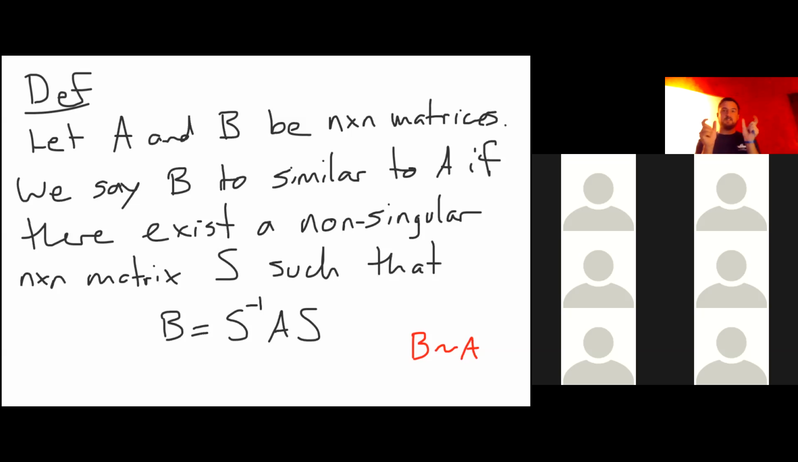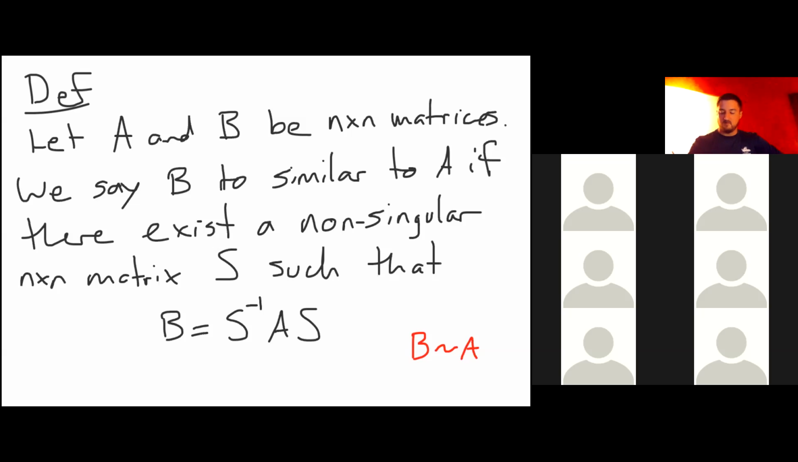So essentially A and B are similar if I can create some non-singular matrix, multiply it on the left by the inverse, multiply it on the right by this matrix, and I get the other. This is how we define similar matrices.